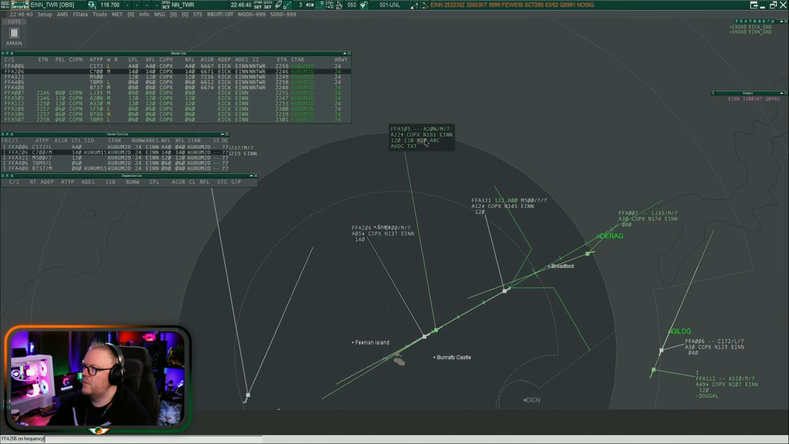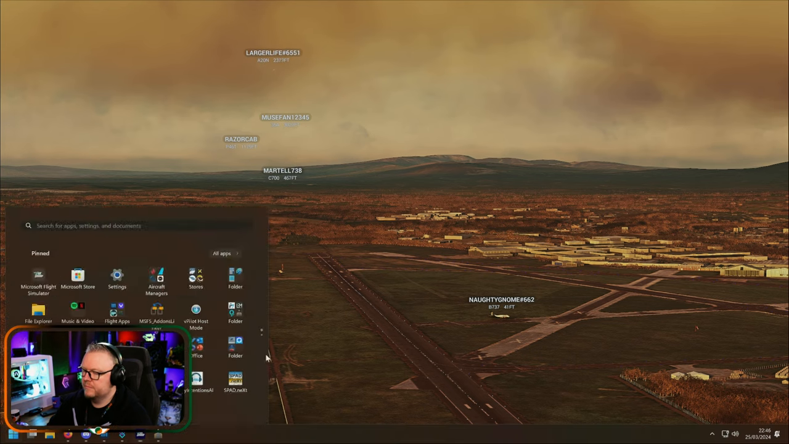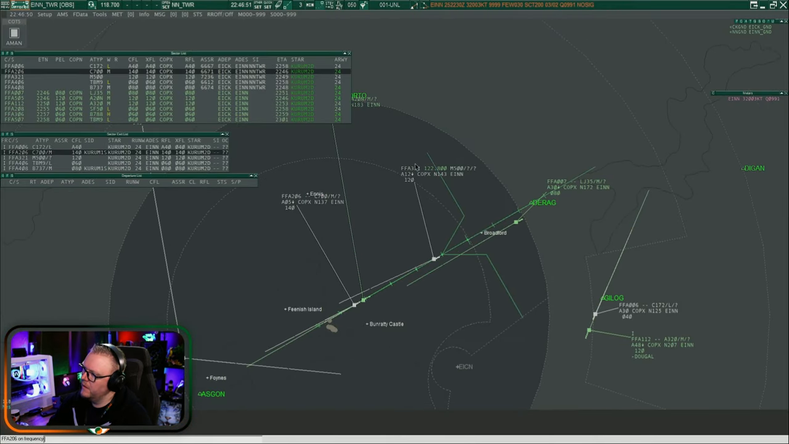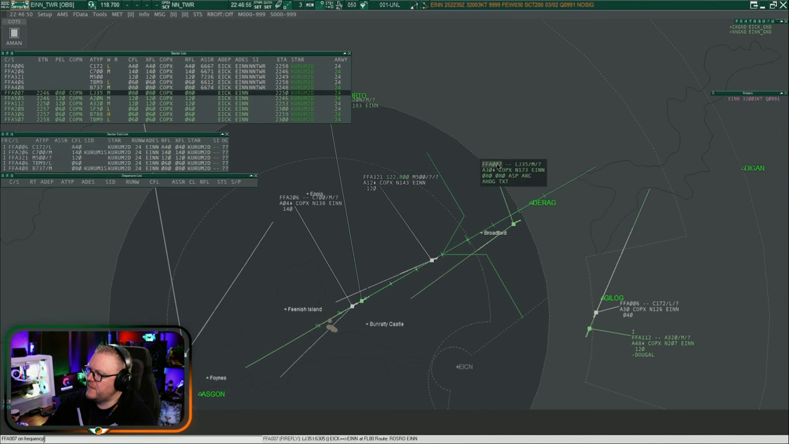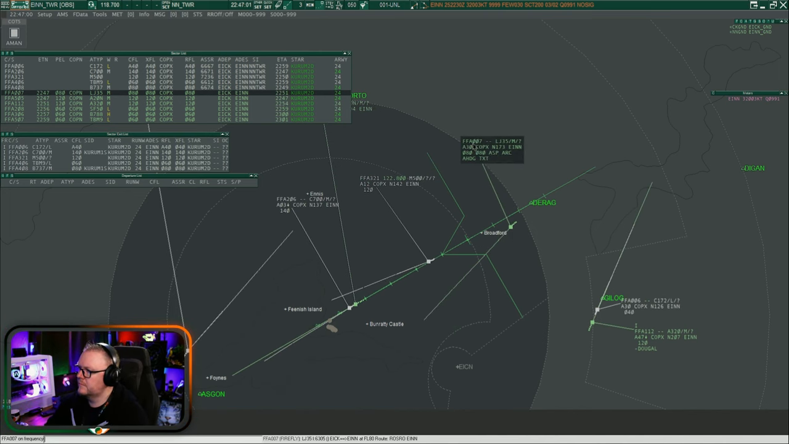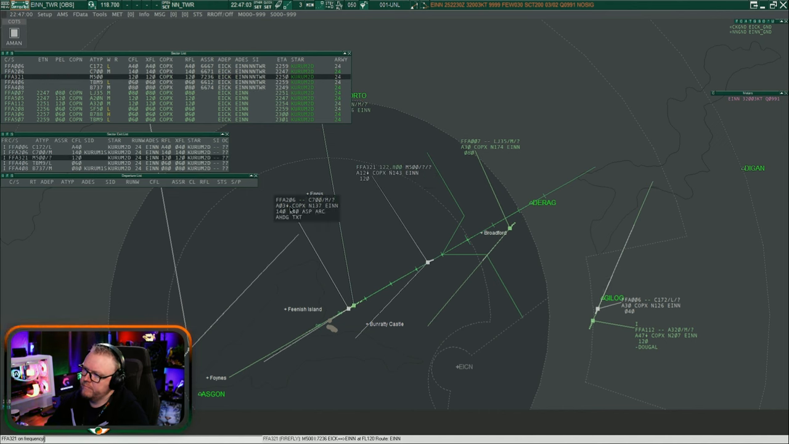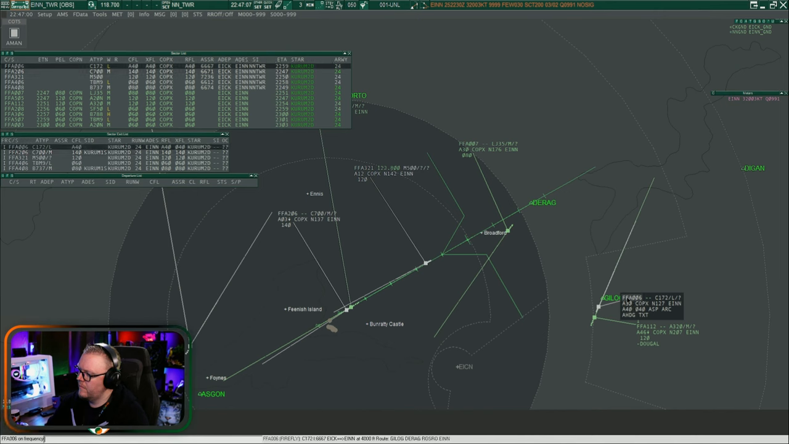So that is what, an A320? Firefly 007 is established on the localizer, runway 24. Okay, let's have a look here now. Firefly 007, continue approach. You are number 2. Continue approach, number 2, Firefly 007.